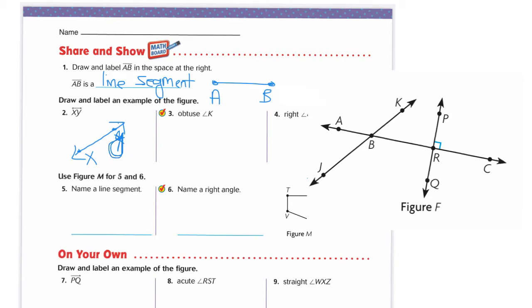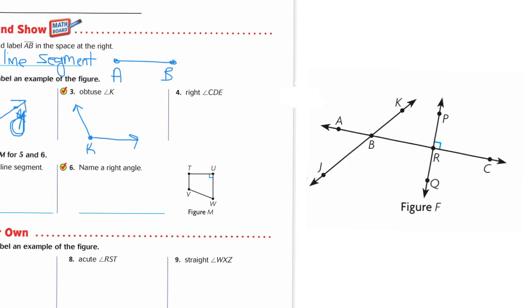Number 3, an obtuse angle, K. So I want my angle to be something like this. And in here, this point would need to be K. We also have a right angle for CDE. So I'm just going to, to the best of my ability, get as close to a right angle or 90 degrees as I can. And so this would be, CD has to go in the middle, CDE.